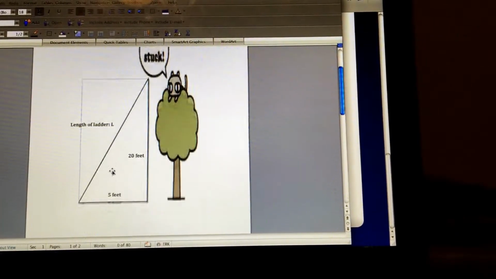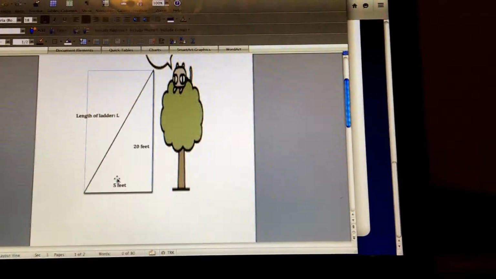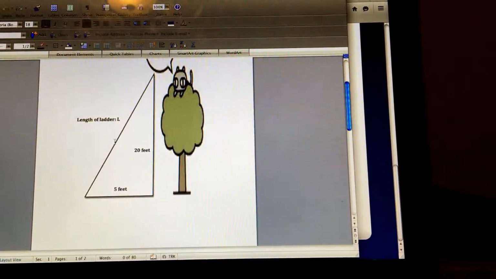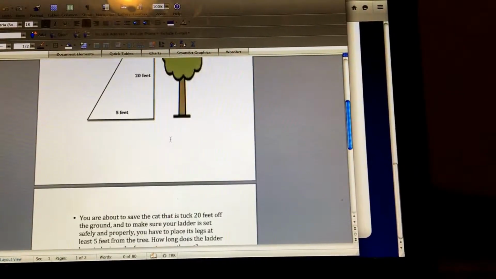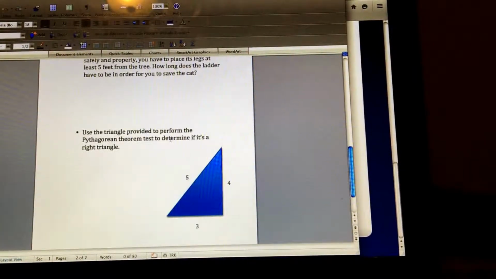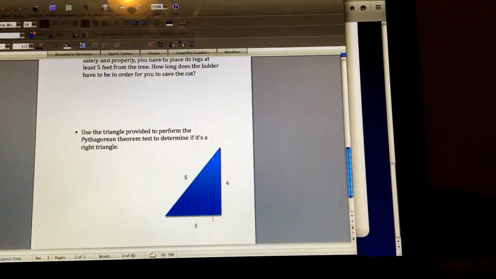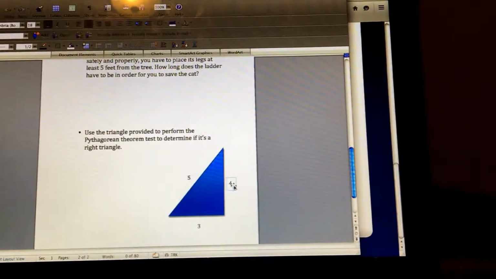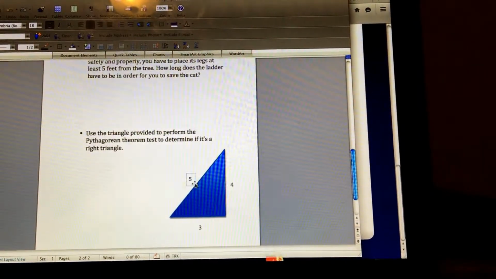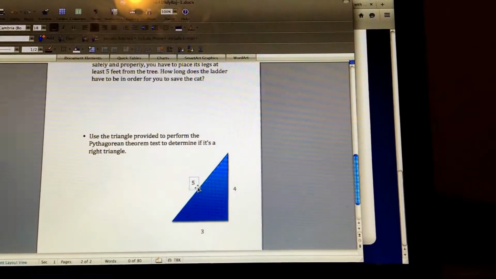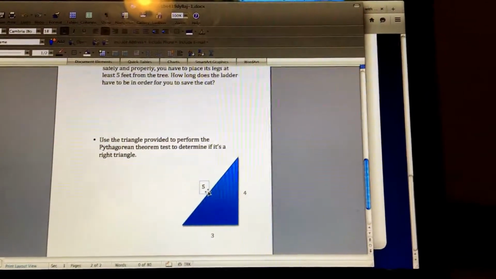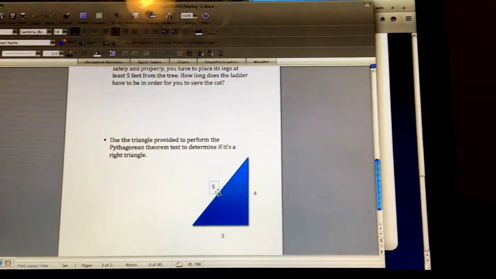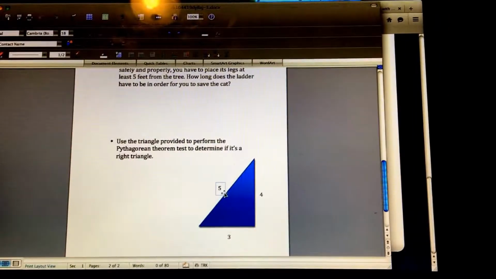Your job here is to use what you've learned from the Pythagorean Theorem to figure out this length and save Mr. Whiskers. Also, the additional problem here, this triangle has measurements of 3 on one side, 4 on the right, and your hypotenuse being 5. Use a triangle to perform the Pythagorean Theorem test and determine if it's a right triangle.